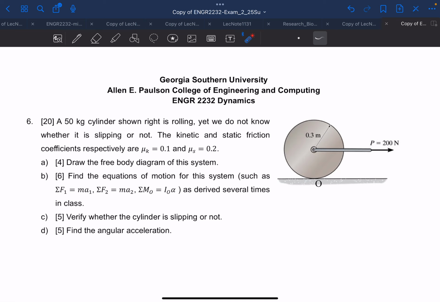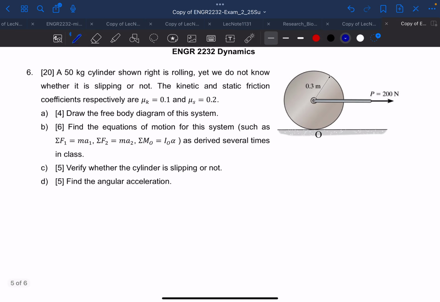So first it asks us to draw the free body diagram of this system. So that's relatively simple. So we have the circle there, and we have some forces. So of course always we have mg, and because it's touching the floor, it has the normal force like that, and it had some external force P that was being applied, and we can have some whatever friction force like that.